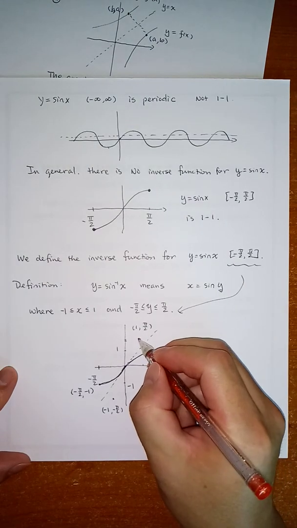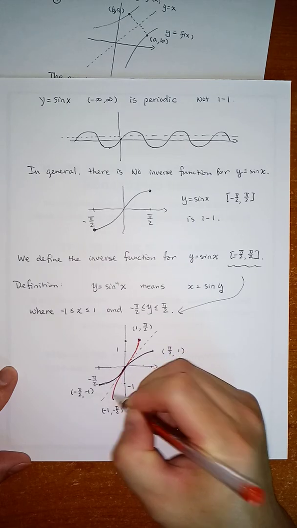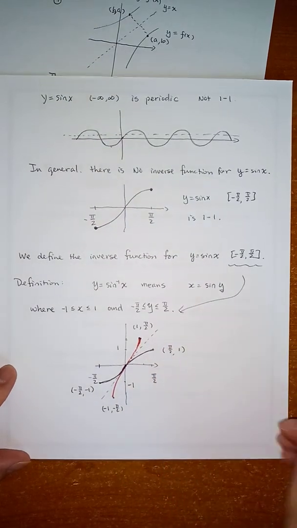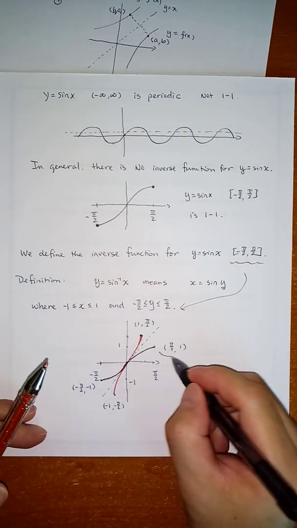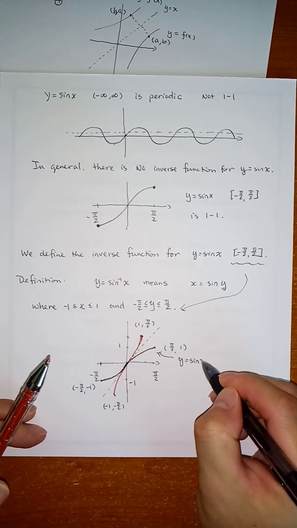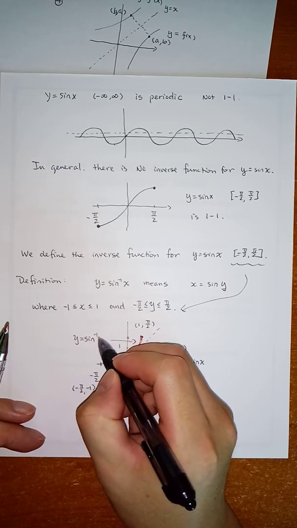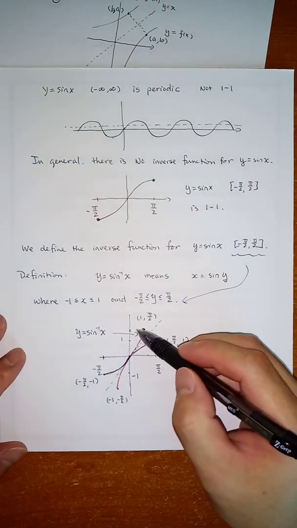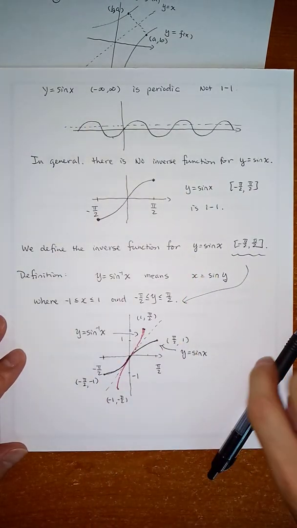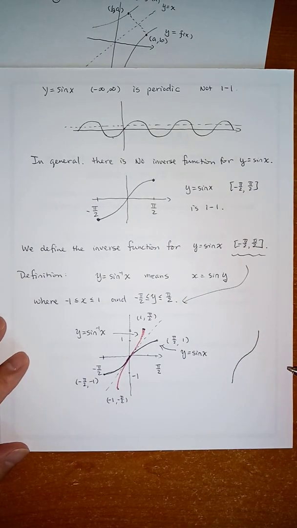So if you try to sketch it, it looks like this. The red curve is more vertical. The horizontal curve is the sine function. This red vertical curve is the sine inverse function. Okay, so this is the graph. It's a vertical curve, something like this.